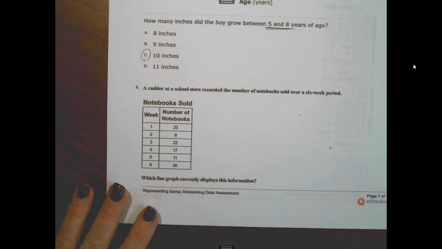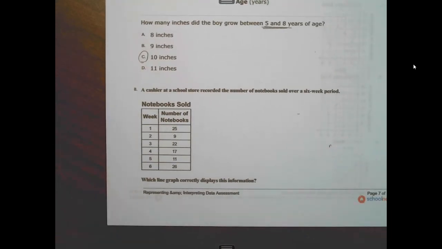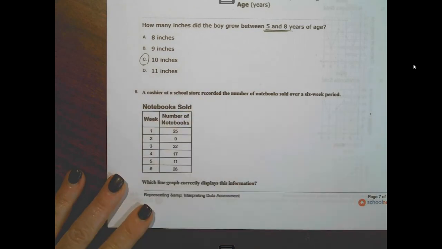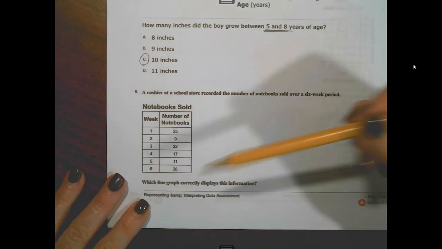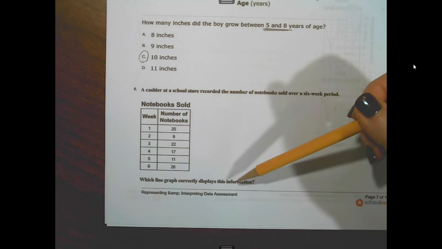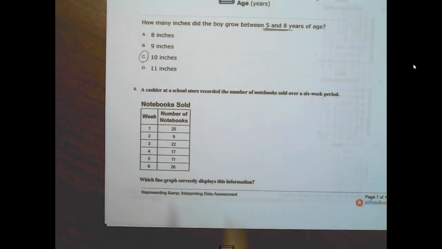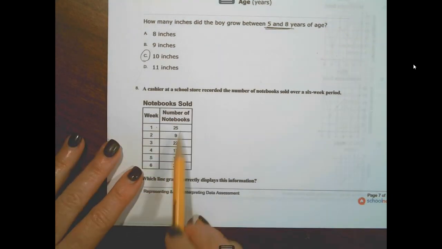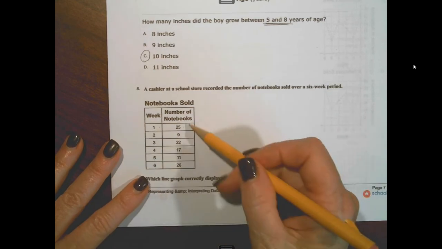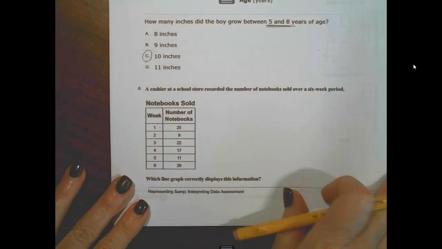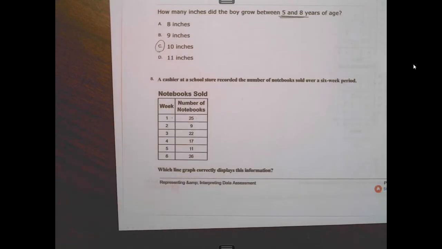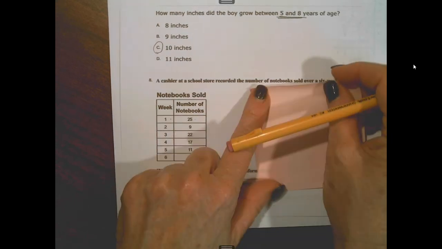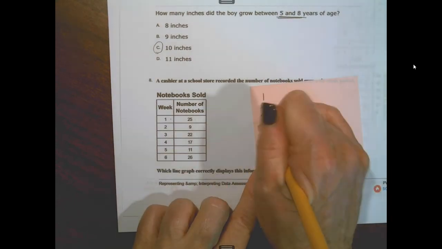All right, number 9. A cashier at a school recorded the number of notebooks sold over a 6-week period. Which line graph correctly displays this information? So we have the 6 weeks and the number of notebooks. All right, so here's our T-chart with our information. So we need to find a graph that has the same information. All right, this is going to be tricky. So I'm going to just jot this down real quick. Week 1 through 6.